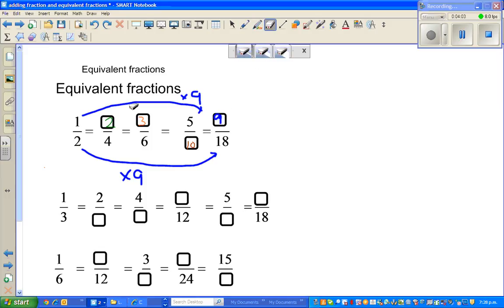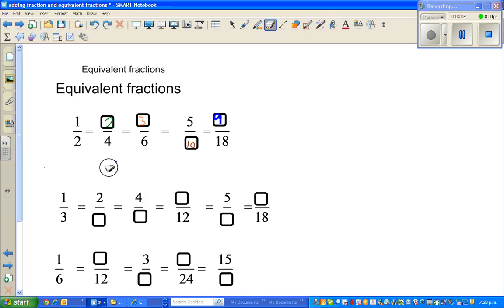So let us look at all the examples together. What have we done? We can say 1/2 is equivalent to 2/4. 2/4 is the same as 3/6, or 1/2 is the same as 3/6, equivalent, equal. So 1/2 is equivalent to 5/10, and 1/2 is the same as 9/18.